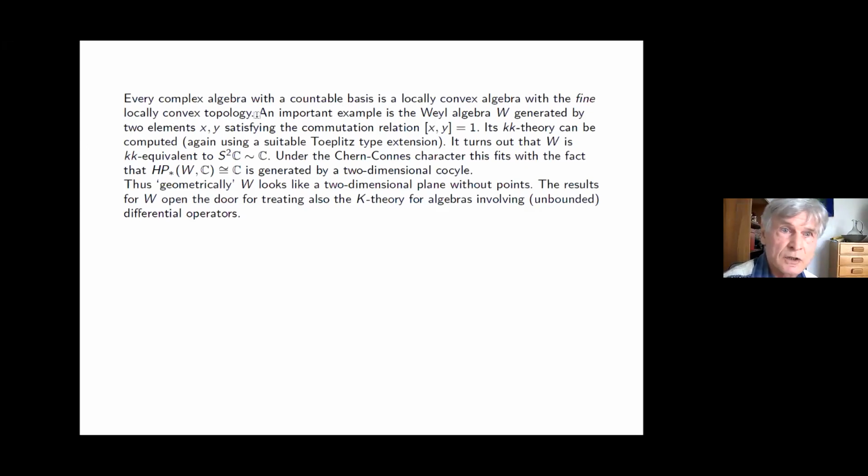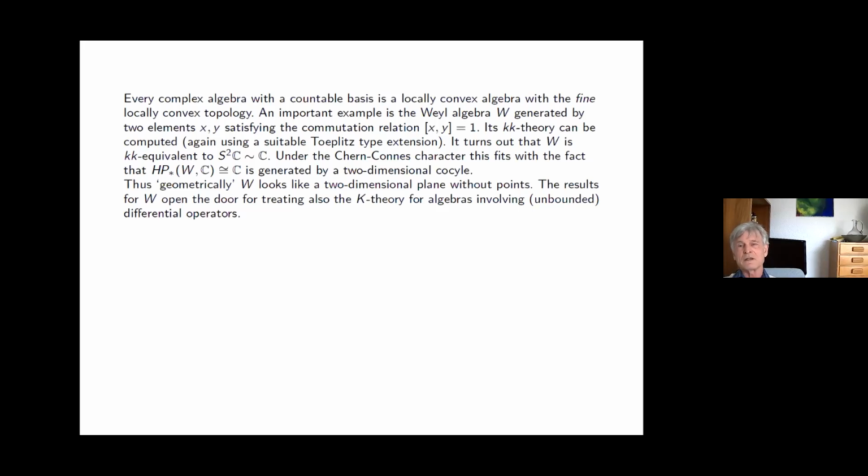taking the fine locally convex topology. The fine locally convex topology is defined by allowing all seminorms on this space. And an important, we can apply the algebraic version of the KK theory, namely the little KK, and see what it gives. And a motivating example for me was the Weil algebra, which is a very important algebra also. It's the universal algebra generated algebraically by two elements x and y, satisfying the commutation relation that xy minus yx is equal to 1. Now, it's very easy to see that this algebra cannot have any traces, for instance, and also it cannot have any submultiplicative seminorms. But it's still a locally convex algebra.